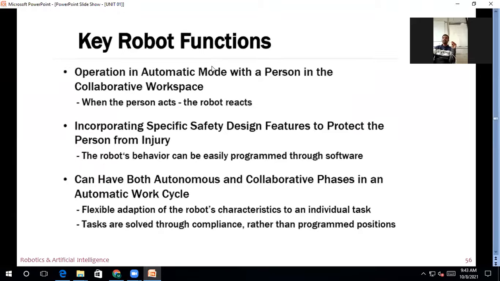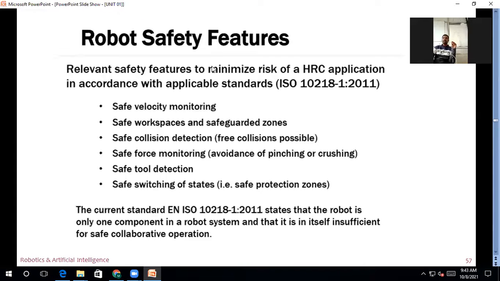Hand guiding, speed and separation monitoring, power and force limiting. These are some key features. Again, we have seen the key functions of any collaborative robot. We also saw robot safety features as per the ISO standards, and how, as per the ISO standard, we should include these safety features.